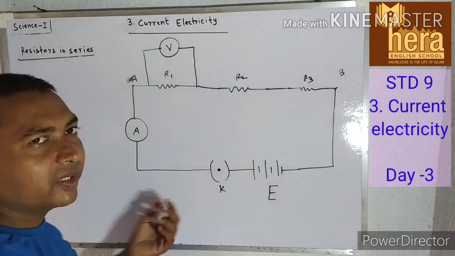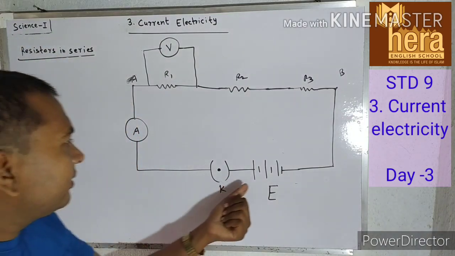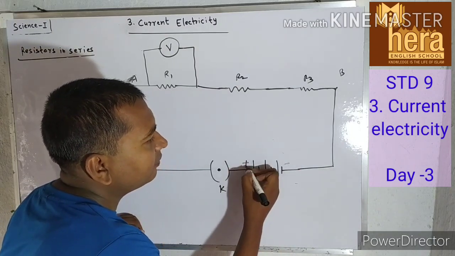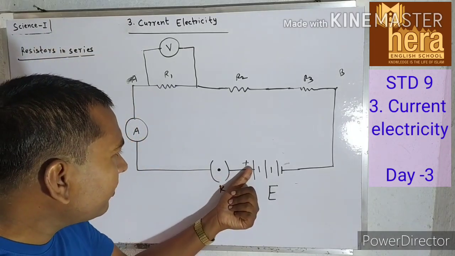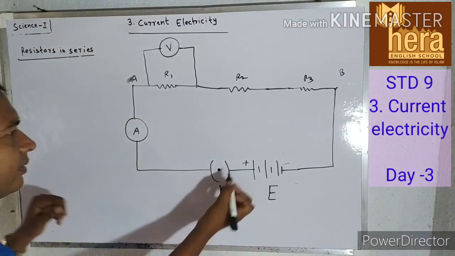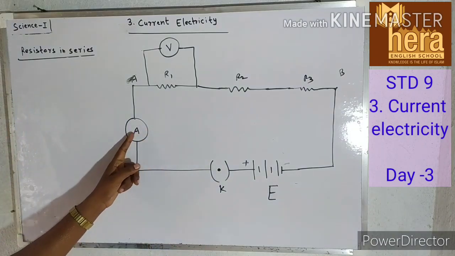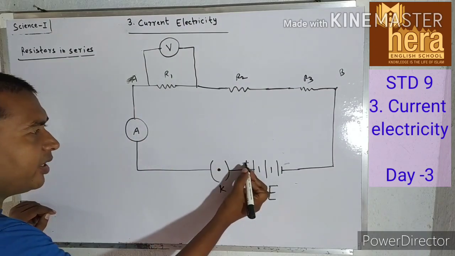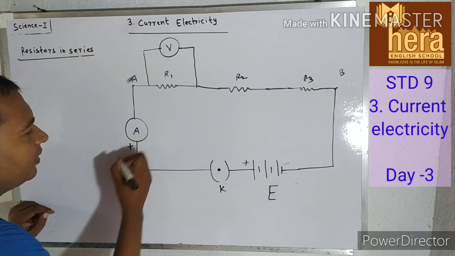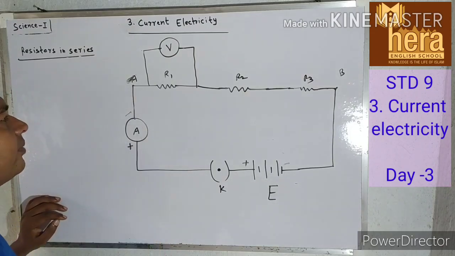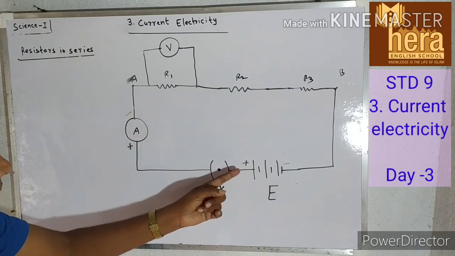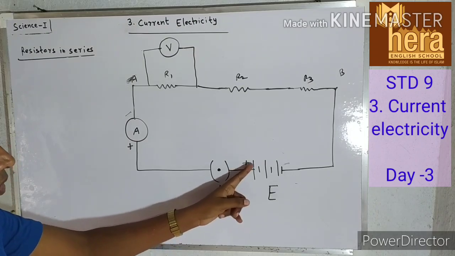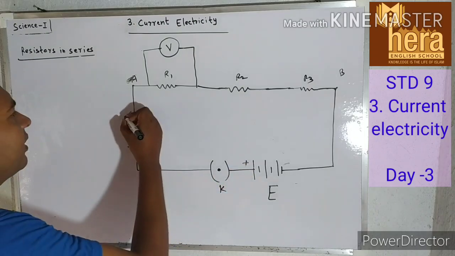Now give the polarity. The smaller one is negative and the bigger one is positive. Understood? So this is the positive terminal. The ammeter has two terminals, terminal number 1 or 2. This is positive, so if one side is positive, then automatically the other side will be negative. You have to take the cell or battery as the reference point. This is the positive terminal. Don't think this is negative.